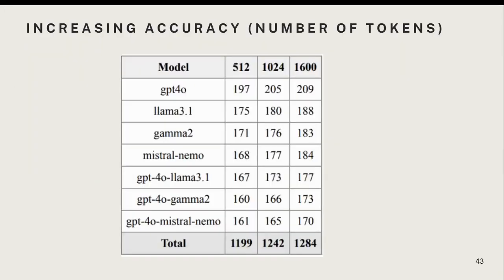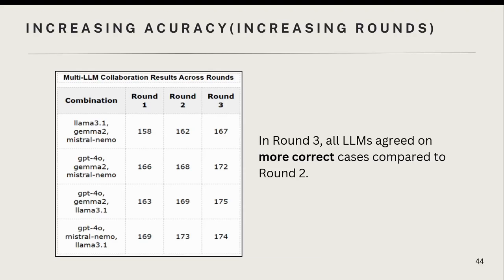At the same time, we have also identified that accuracy can be increased by increasing the number of output tokens. When you increase the number of output tokens, you can see both the individual LLM framework and the multi LLM framework performance has really increased, which is one of the good findings that we have. And also, if we increase the number of rounds, it converges more toward a better answer.